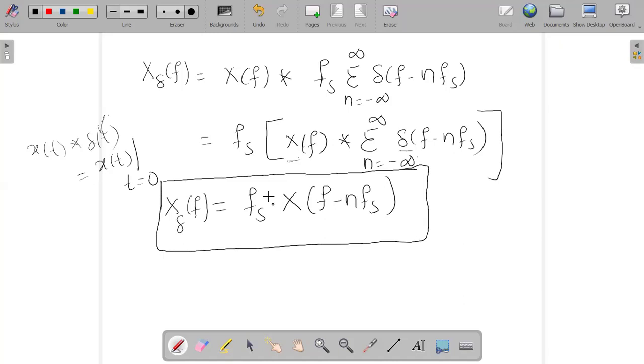And one more thing, I forgot here: the summation, because x of f is convolved with delta of f minus nfs. Summation will be there as usual. Summation n equal to minus infinity to infinity, where the variable f equal to nfs. Fs into summation n equal to minus infinity to infinity x of f convolved with delta of f minus nfs. Which gives the same original spectrum, but at the intervals of the impulse function f minus nfs.